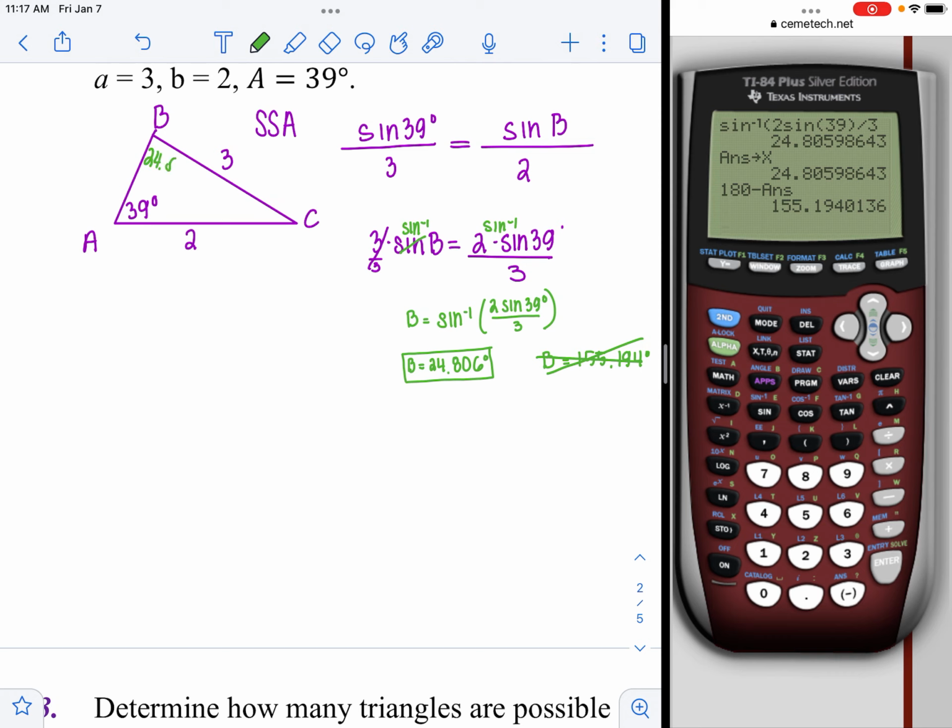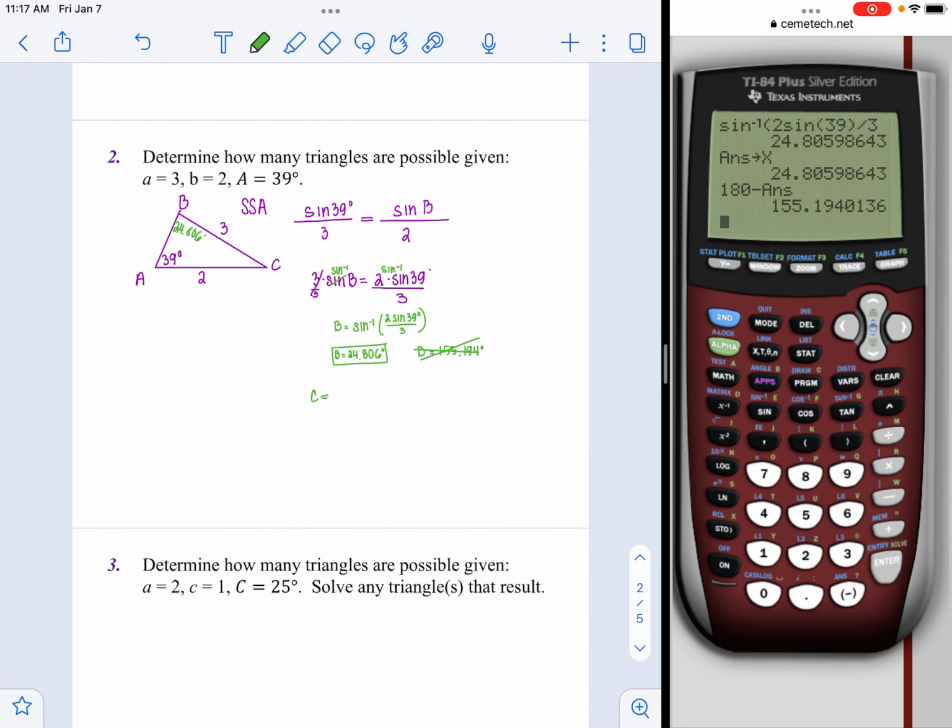I like to put the 24.806 in here just to make sure I'm knocking things off. So now I can see that I can get angle C really quickly. So I can get angle C.